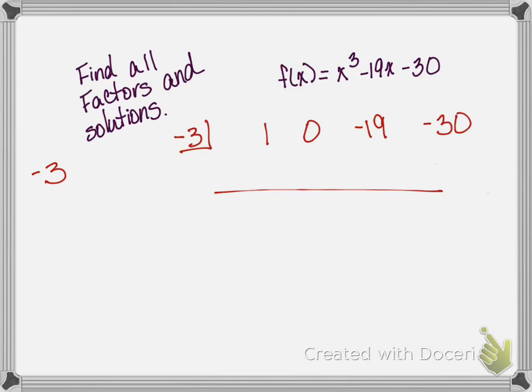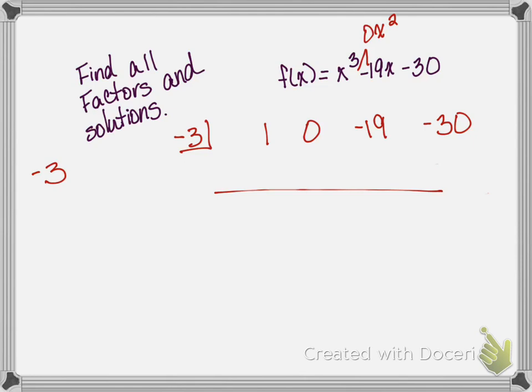A big mistake that students make is they forget to deal with this 0x squared. Okay, that's a huge mistake. It happens all the time on your test. It's when students forget to address that coefficient because we skipped a degree. You have to account for that, and that's why that 0 is there. So be sure you are accounting for that.